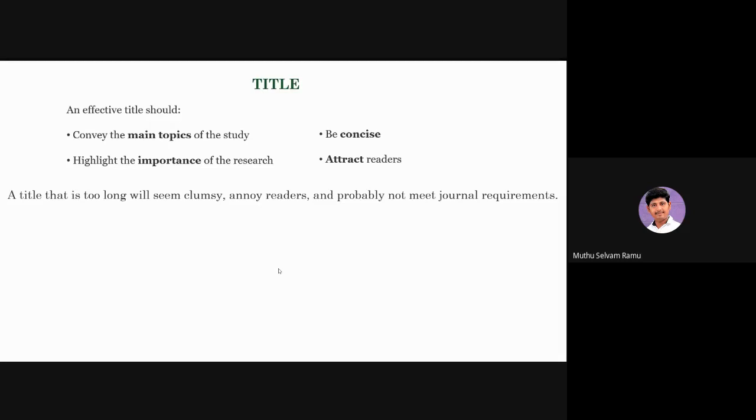So what are the key points of a title? It should convey the main topic of the study. It should highlight the importance of the research, and it should be concise and attract the reader. These are the purposes a title serves. A title should not be too long or too short, or it might lose the interest of the reader. I have given here an example of how a title should be and how it should not be.